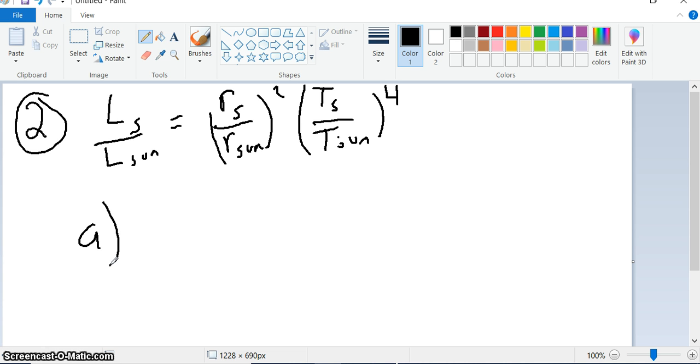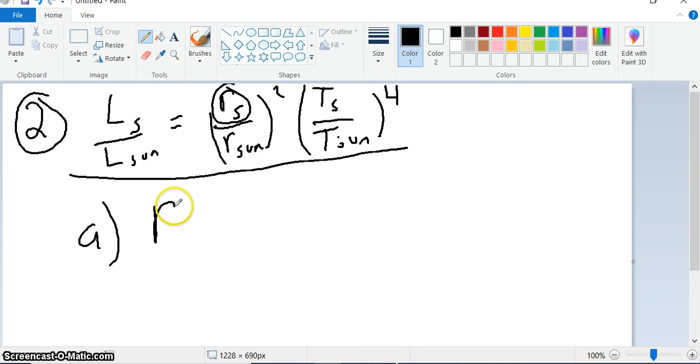Oh, so we have to rearrange this, and what they want to know is the size of the star. Remember, we're solving for our star compared to the sun. Everything else is given to us, so let me rearrange that. We're rearranging this entire equation and solving for our star.